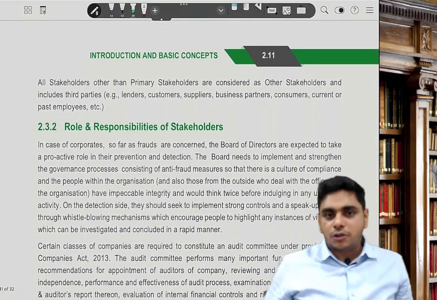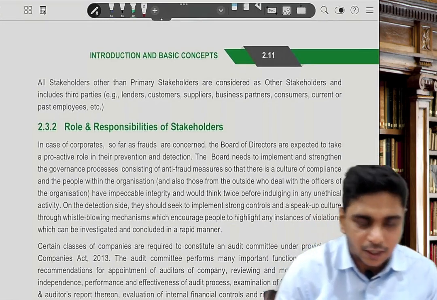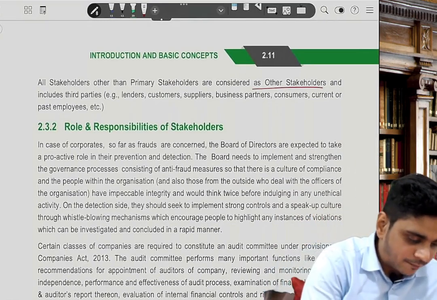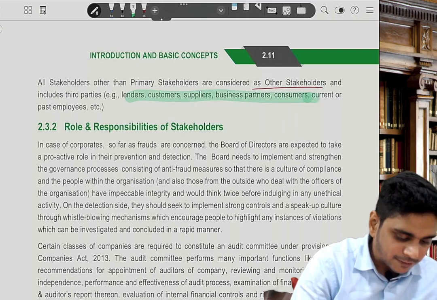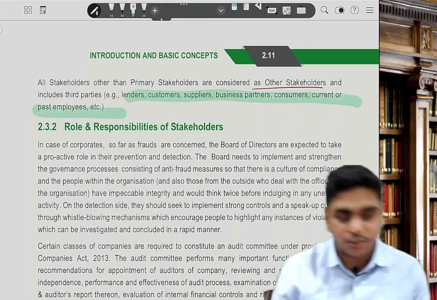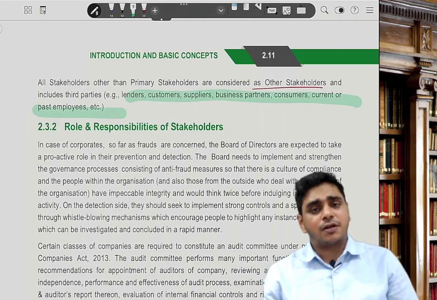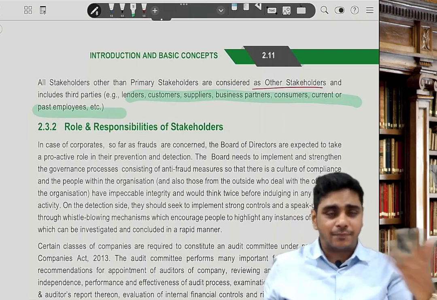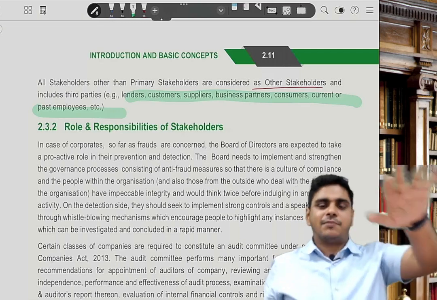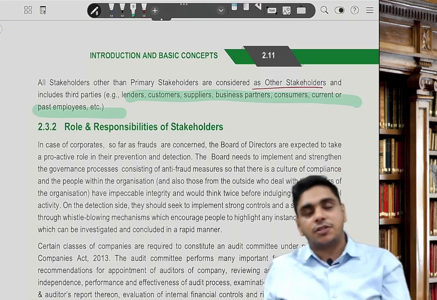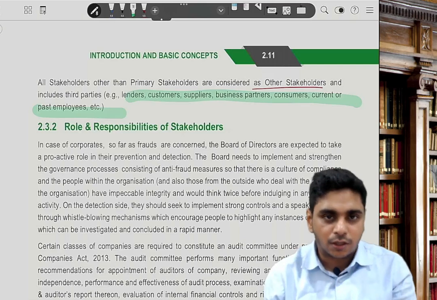Now, all stakeholders other than primary stakeholders are called what? Other stakeholders. For example, lenders, customers, suppliers, bankers, consumers, current or past employees are called other stakeholders. So they can use these words and make a question for MCQ: which are the primary stakeholders, which are the other stakeholders. Primary is basically a client who is appointing you.